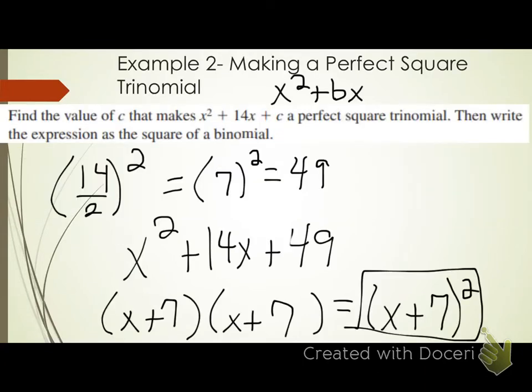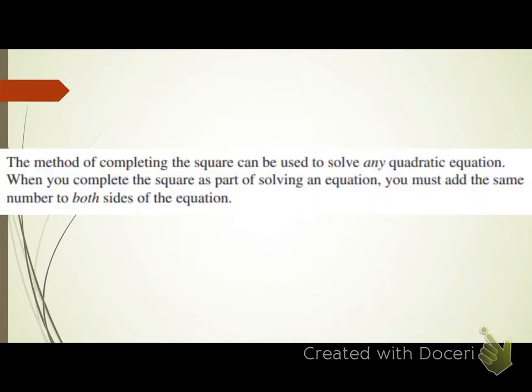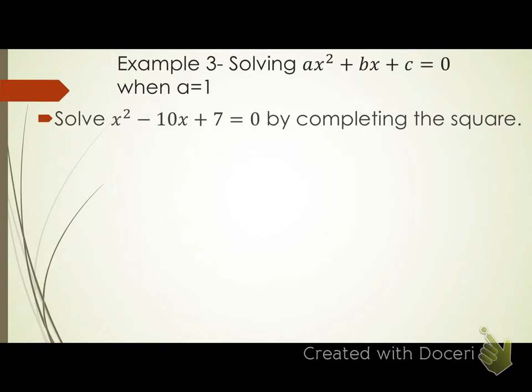So over here, if this was an equation, I added 49 to my left-hand side. What would I have to do to my right-hand side? The same thing. Add 49. Whatever I do to one side, I've got to do to both sides. So let's see that in practice with an example. Solve x squared minus 10x plus 7 equals 0 by completing the square.